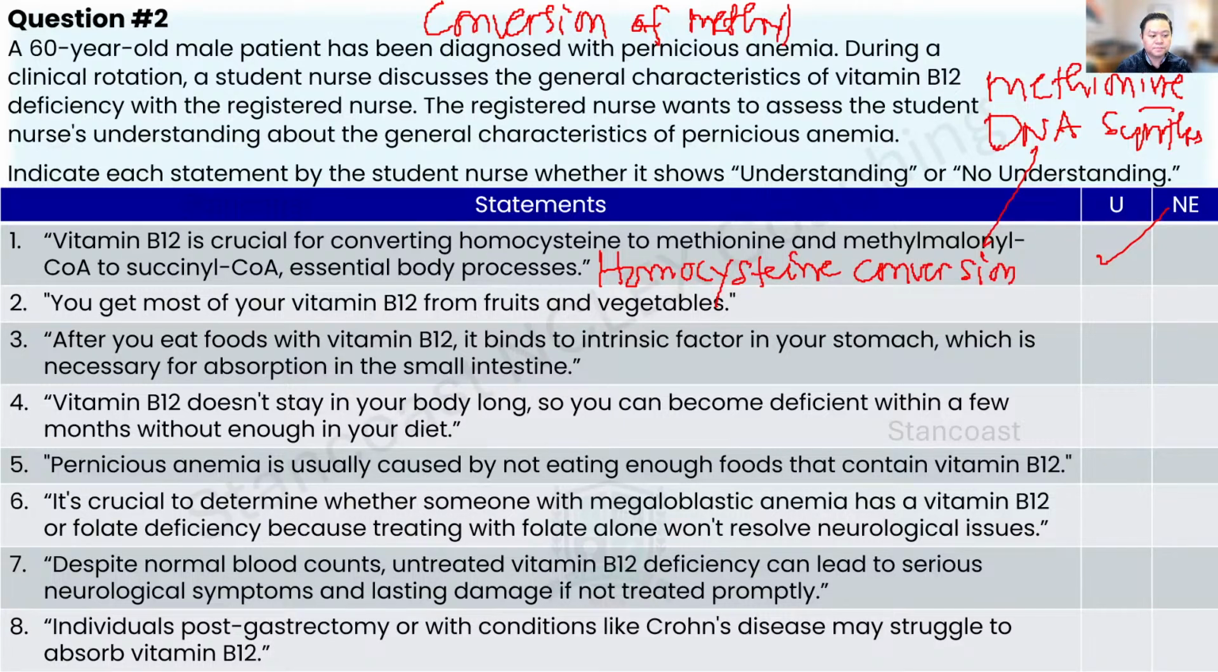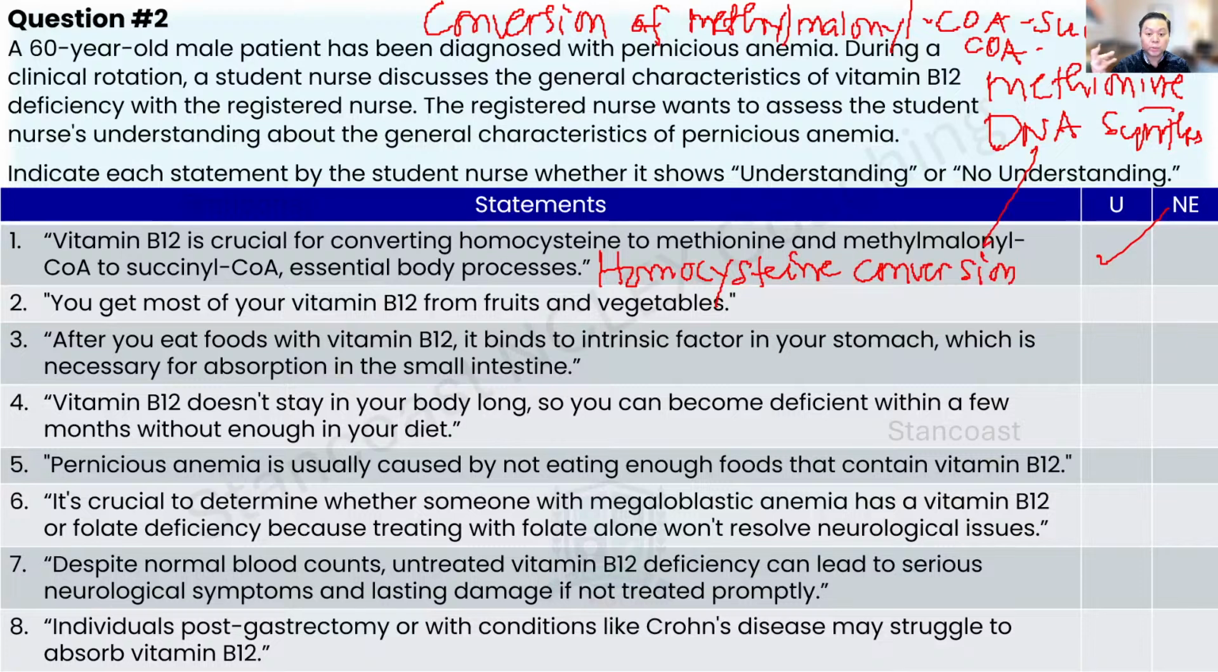Methylmalonyl CoA into the succinyl CoA. So it's very complex. So what does that mean? This is going to be important in the maintenance of the myelin synthesis.